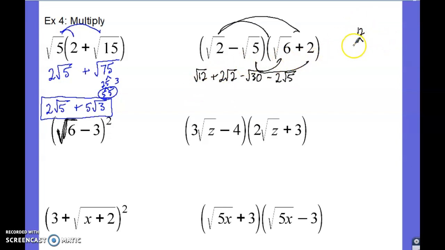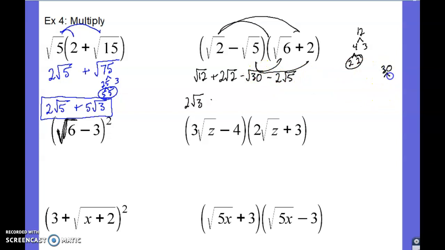For instance, 12, I can break down as 4 and 3 and 2 and 2. So that is equal to 2 root 3, which cannot be combined with root 2 or root 5 because those are not like radicals. Let me move over to root 30 though, because that is like with something else.